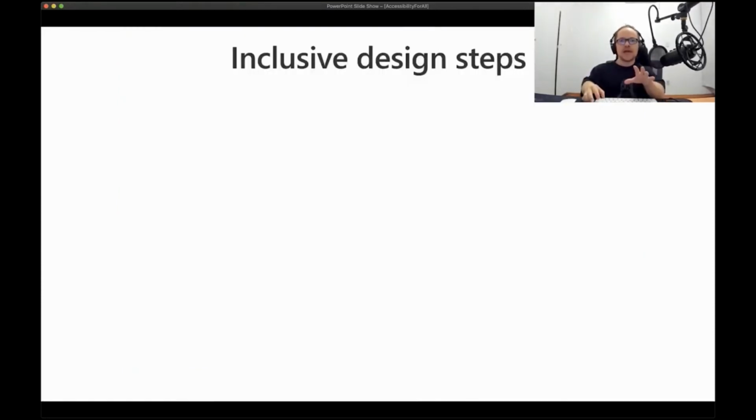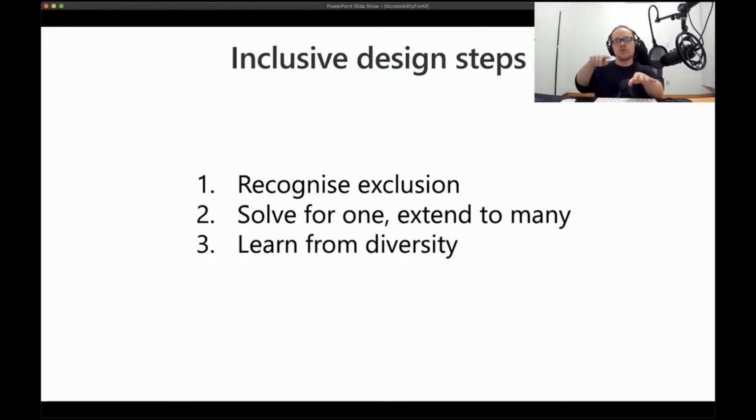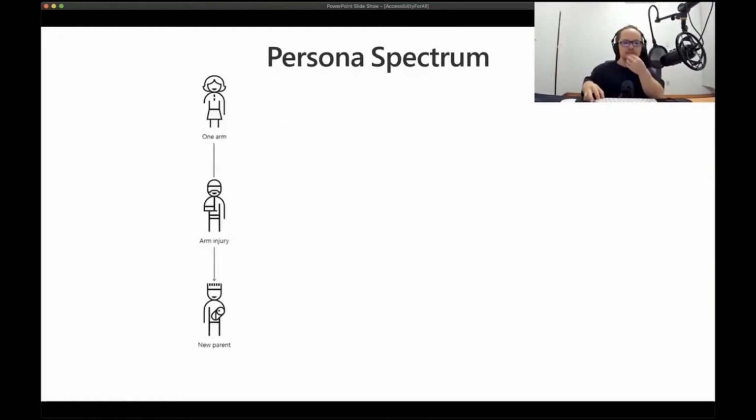Once you have those accessibility personas, you superimpose them using these inclusive design steps onto your software journey. One, you recognize exclusion with those persona spectrums. Two, you solve for one, you extend to many. So the persona spectrums actually come in categories. And finally, you learn from diversity. And I'll show you how through that learning, you can actually create innovation. We've got our persona spectrums, and the classic example is that you look at someone who is an amputee, who has limited use of their arm, so a one-armed person, and that person is in the same persona spectrum as someone with an arm injury and a new parent.